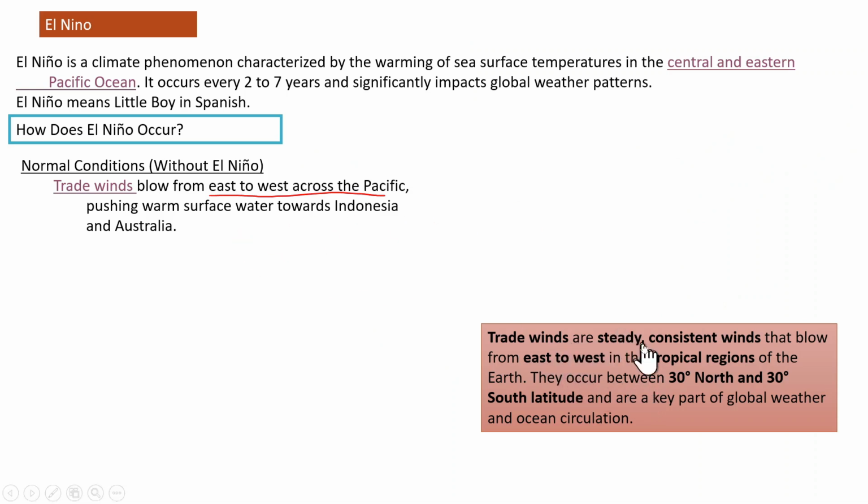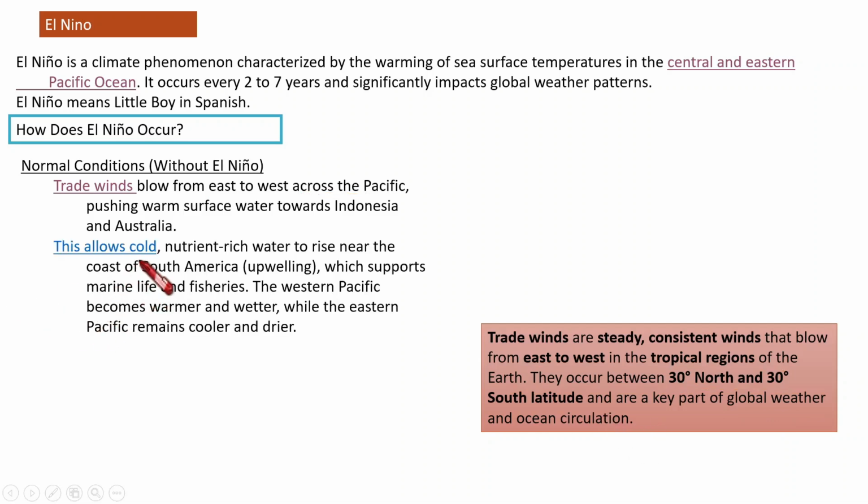So the definition of trade winds is given here. Trade winds are steady, consistent winds blowing from east to west in the tropical regions. Its extent of spread is 30° north and 30° south latitude, and it can impact global weather and ocean circulation.